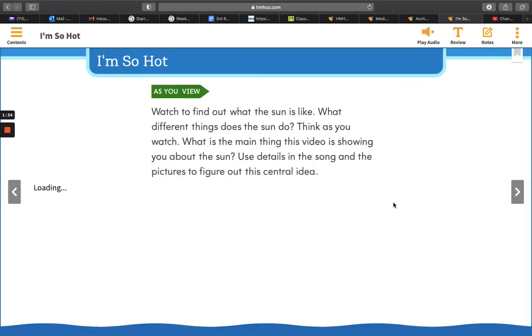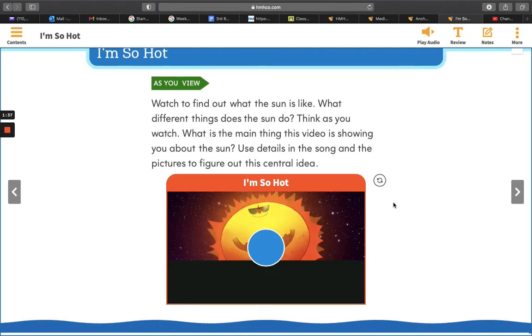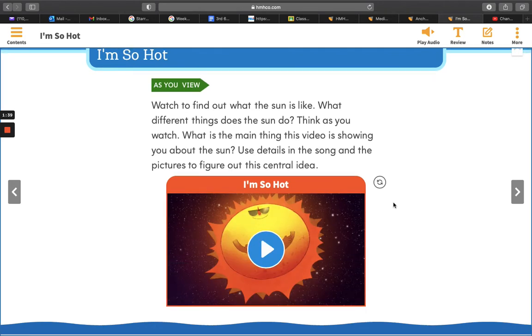All right, so as we watch this, we're going to find out what the sun is like. What different things does the sun do? So think about it as you watch. What is the main thing the video is showing you about the sun? We're going to use the details in the song and the pictures to figure out the central idea.